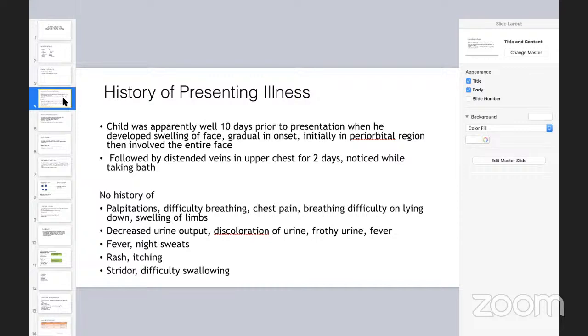So negative history, when you're asking for negative history, it should be something which would be relevant to your presenting complaints. So put both together and then probably look at negative history. Otherwise, you'll have a non-ending negative history if you try to rule out each and everything.